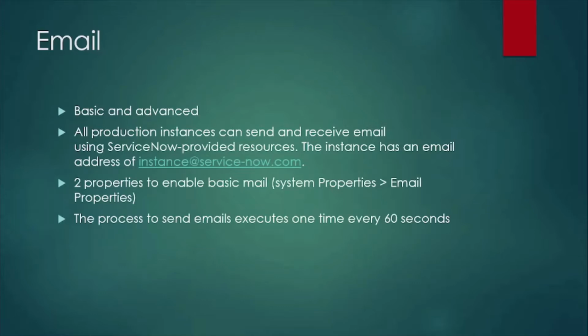But here, email configuration looks like this: all production instances can send and receive email notifications using ServiceNow and the provided resources, with an email address like instant@servicenow.com. Whatever properties we set to true in the system properties and email properties, you have to set it as always, right? The process to send the emails executes one time every 60 seconds.